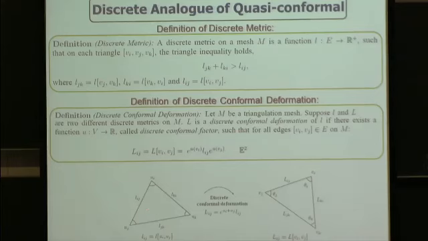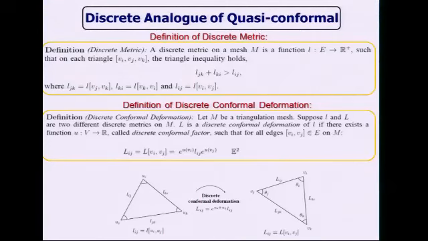Then we define a mapping between these two triangulation meshes to be discrete conformal if there exists a function u defined on each vertex, such that the capital L is equal to little l up to a scalar multiplication of exponential u. So this is similar to the definition of conformal in the continuous case, because in the continuous case, a conformal mapping preserves the metric up to a scalar multiplication of the conformal factor. So this function defined on each vertex is like the discrete conformal factor on the triangulation mesh.